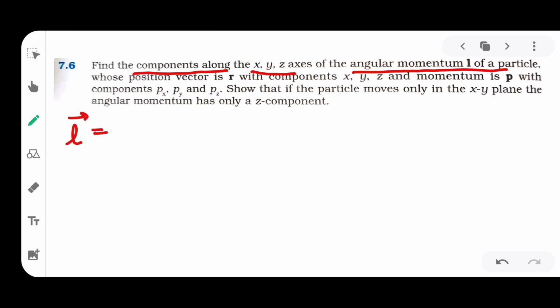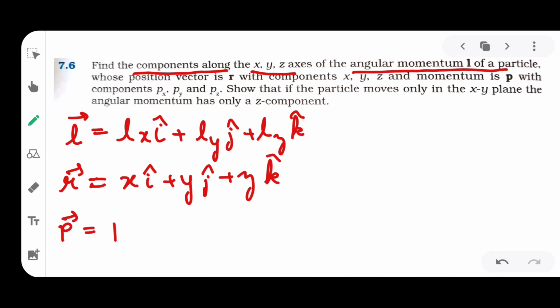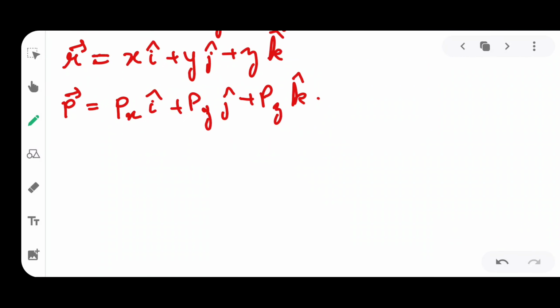So L vector can be written as Lx into i cap plus Ly into j cap plus Lz into k cap. Then they have given that the position vector is along the x, y, and z axis, so we will have x i cap plus y j cap plus z k cap. Then p vector, that is the linear momentum, will be equal to px into i cap plus py into j cap and pz into k cap. Clear? Now we have to find the angular momentum. What is the actual form? So L vector is equal to r vector cross p vector.